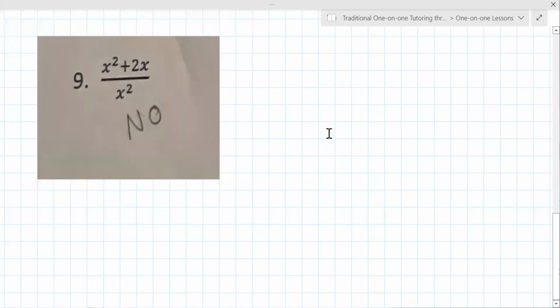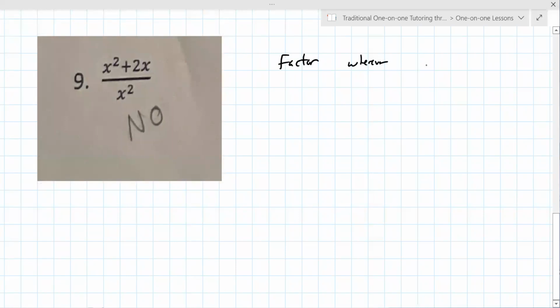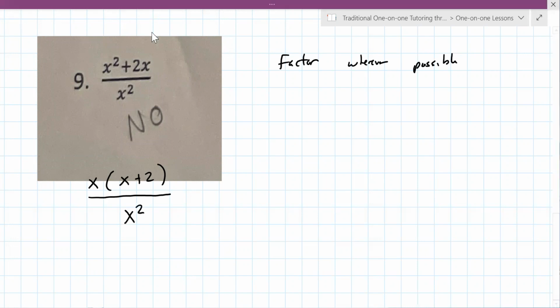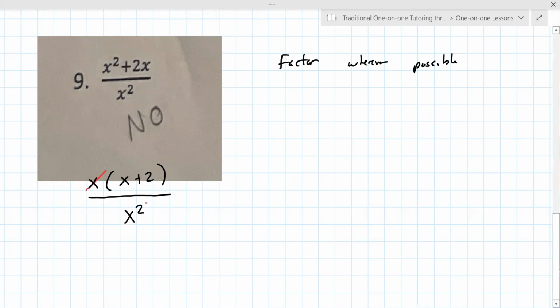All right. So with number 9, again, you want to factor wherever possible. So in the numerator, do you see that there's an x in both terms? I do. And that factors out. So you get x times x plus 2 over x squared. And do you see now that at least one x cancels because you got 1 in the top and 2 on the bottom? Yeah. And that's your reasoning. That's your justification for that. You don't really need words. You just need to show some work here.